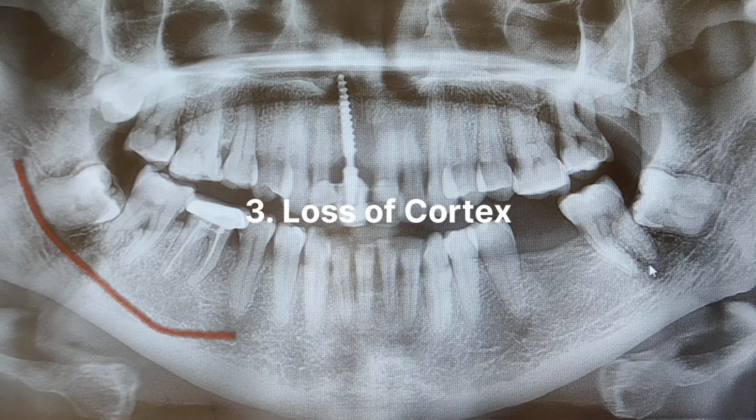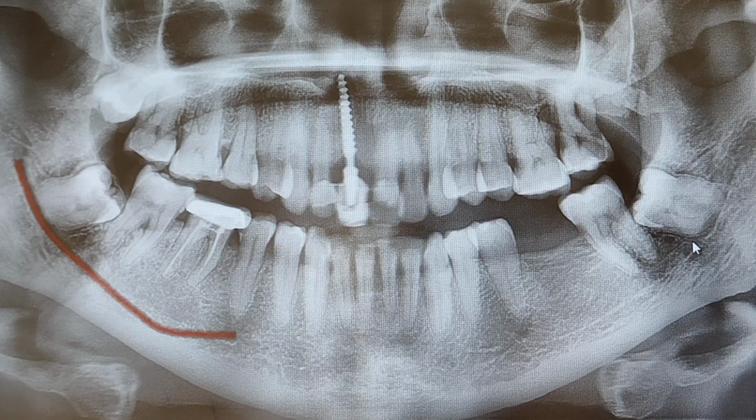And the third important radiologic sign is loss of cortex. Usually the superior cortex, which is close to the root end region, if it's lost, if you're not seeing it clearly, there is a probable association of inferior alveolar canal to the root.